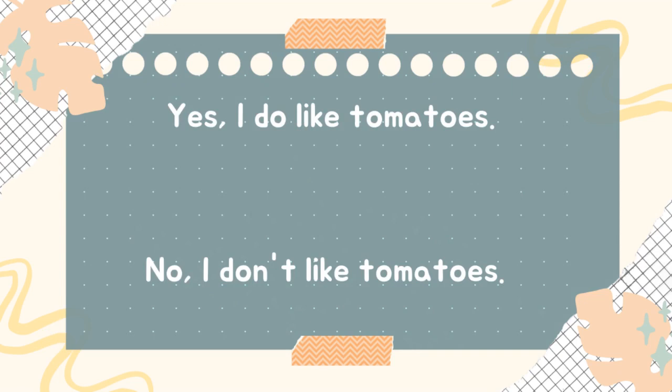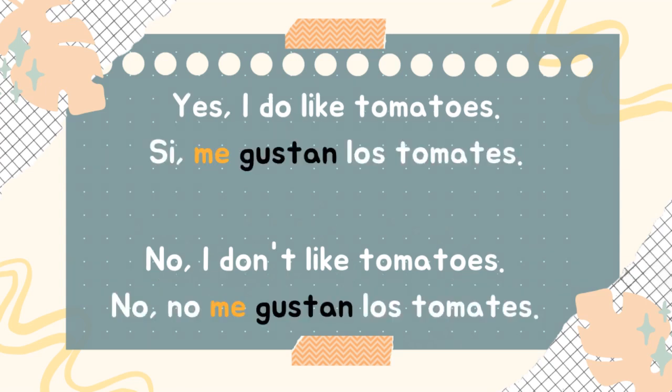Why don't we go ahead and just answer this question? There are two possible answers here. Yes, I do like tomatoes. No, I don't like tomatoes. Take your time and practice answering the question. So if you like tomatoes, you would say, sí, me gustan los tomates. You can even say, sí, me encantan los tomates. Now, if you're like me and you don't like tomatoes, you'll simply say, no, no me gustan los tomates. When you're answering a question negatively, you have to use the double no.